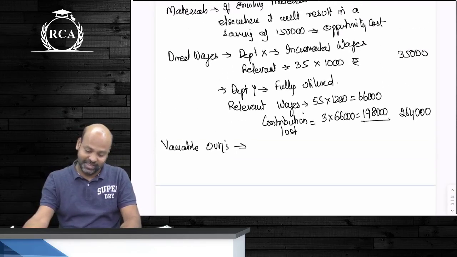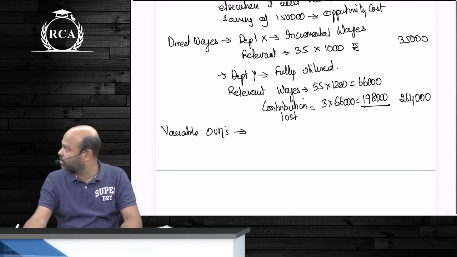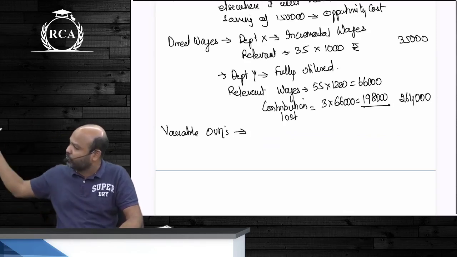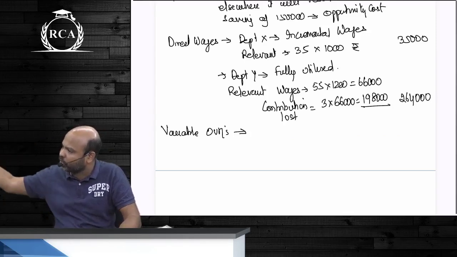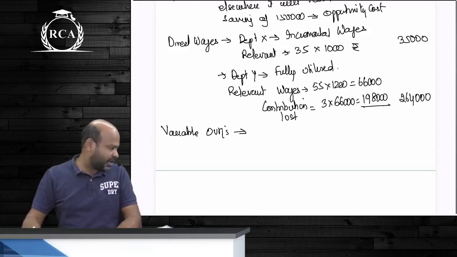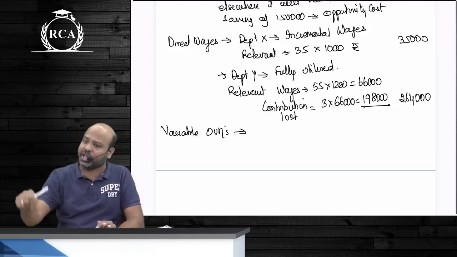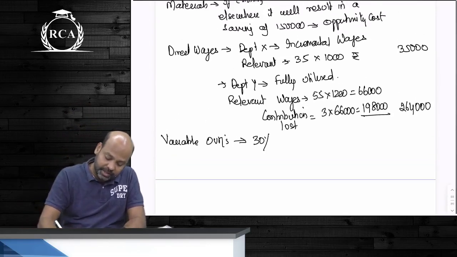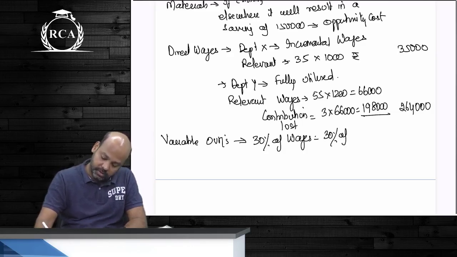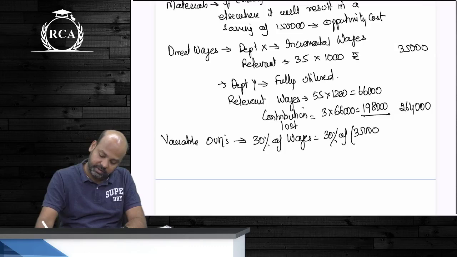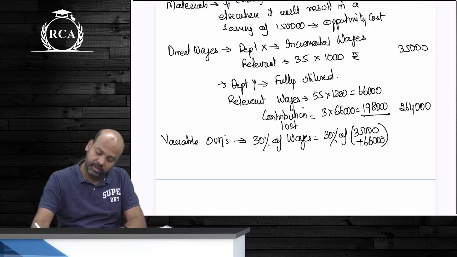Variable overheads, guys. No, but that is different. This is for modification. That is for some other work. That cannot be included here. That we will have to show with that relevant part only. That 5 man days' saving and all of that will form part of that calculation. Variable overheads are 30% of wages. How much is that? 35,000 plus 66,000. How much is that?